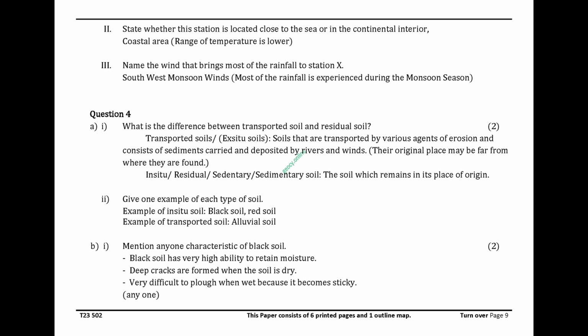Give one example of each type of soil. Example of in situ soil: black soil, red soil. Example of transported soil: alluvial soil. Mention any one characteristic of black soil. Black soil has very high ability to retain moisture. Deep cracks are formed when the soil is dry. Very difficult to plow when wet because it becomes sticky.